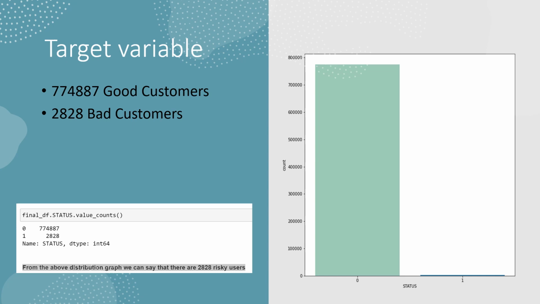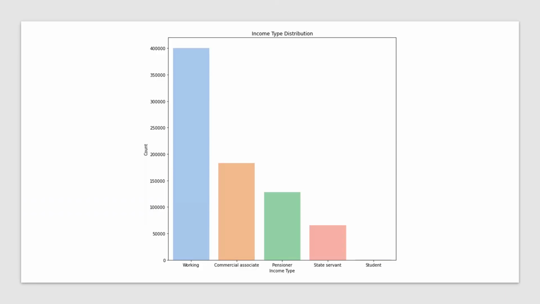And next, this is a count plot. We can see here an income type distribution. This is a univariate graph, and here we have income type.